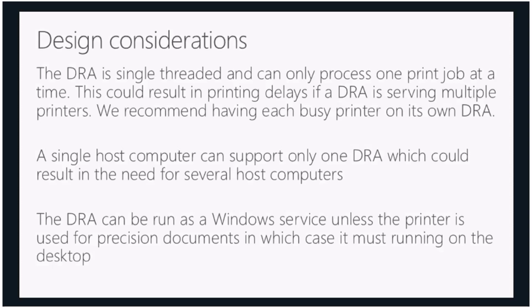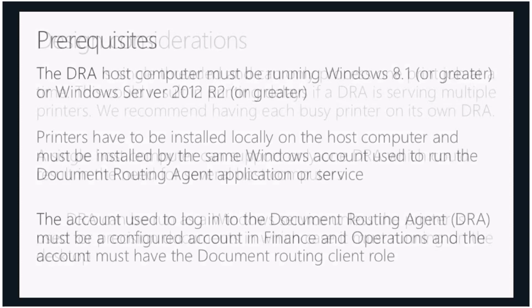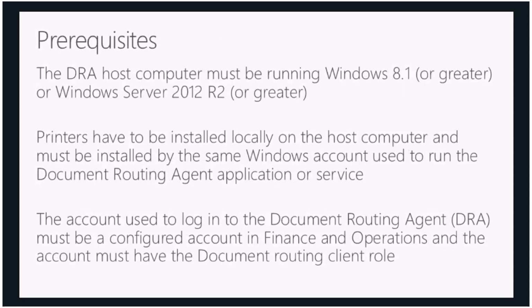So again, the short story is that you need one computer for each document routing agent, and they can be fairly light machines, like people use Azure or AWS machines, but some of them also have to be running on the desktop for checks. And I think the other precision thing is like barcodes. Yeah, so the host computer has to be running Windows 8.1 or Windows Server 2012 R2.